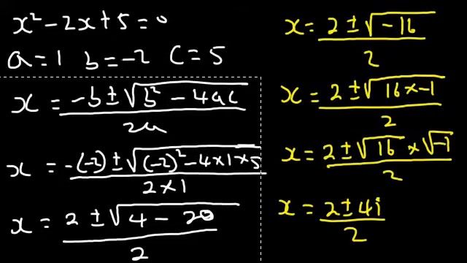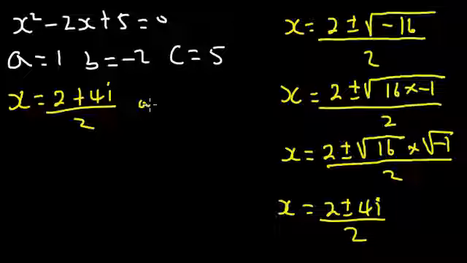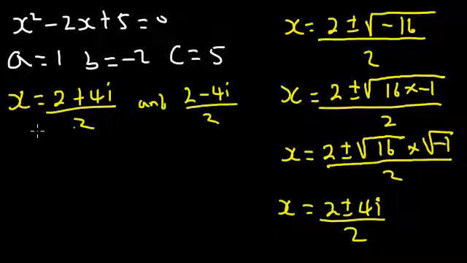So the complex number helps us to simplify quadratic equations to the least form, more especially the ones that are unfactorizable, or the ones that have complex roots. So therefore, let's distribute the sign: x equals 2 plus 4i over 2 and 2 minus 4i over 2. So those are the values of x. So x can be this or this.